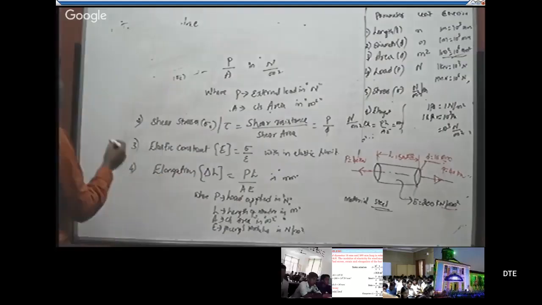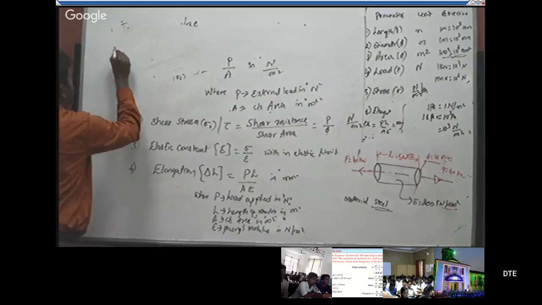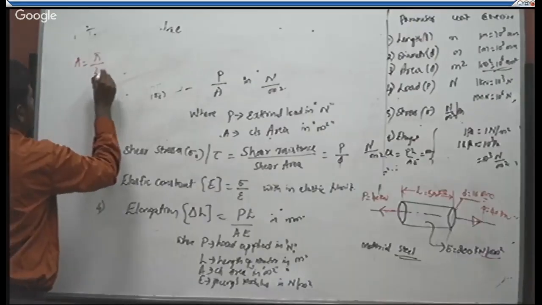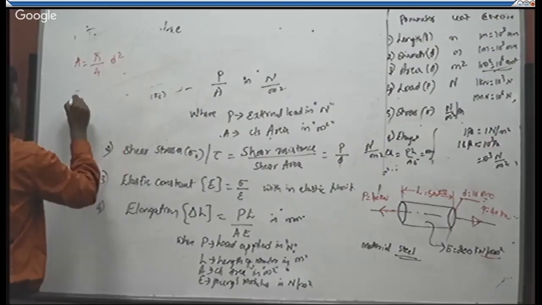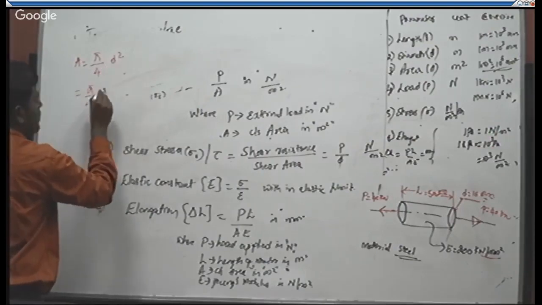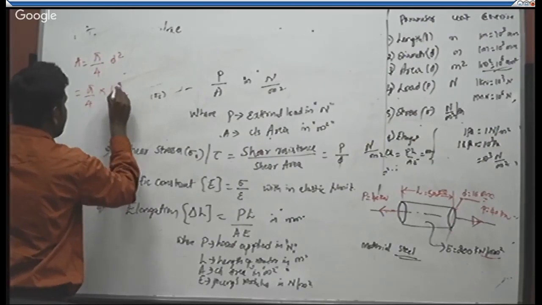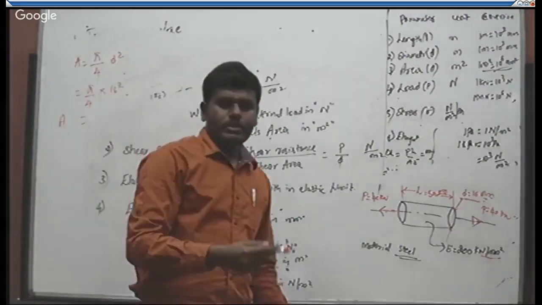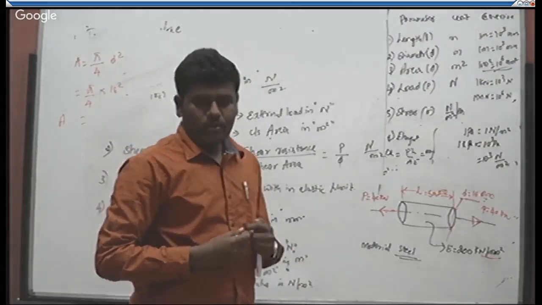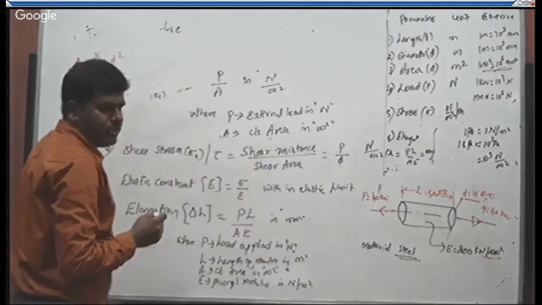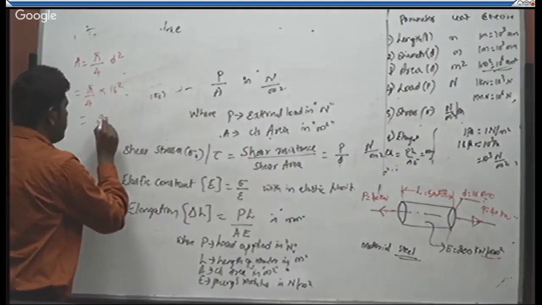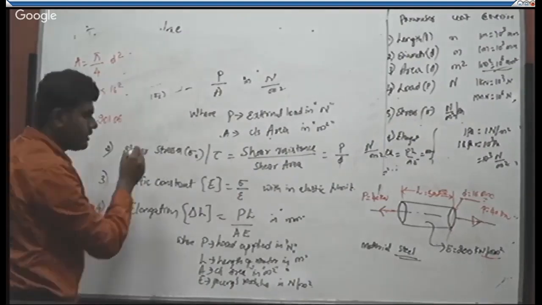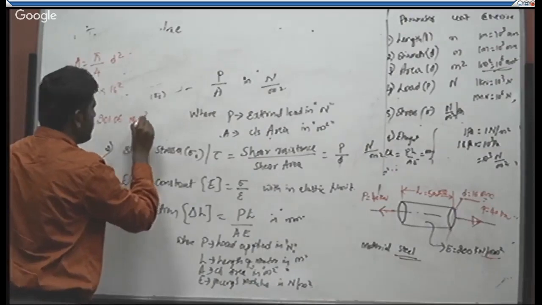we can calculate this area. So area of the rod is given by pi by 4 times d square, right? So pi by 4 times diameter 16 square. So it will give you the area of cross section of the member which is resisting the load. So that is given, it has 201.06. The diameter is in millimeter, so the area is in millimeter square.